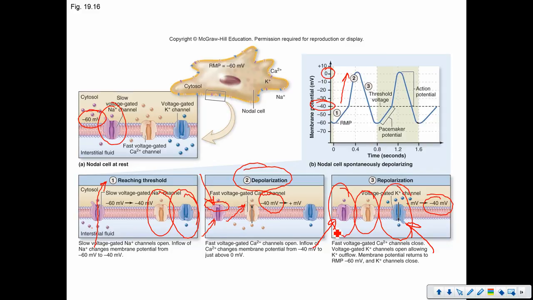This is way more detailed than we need to be for the test, but I'm just showing you how this works so you understand it. Because if you don't understand the workings behind what's going on, it makes it more difficult to understand.